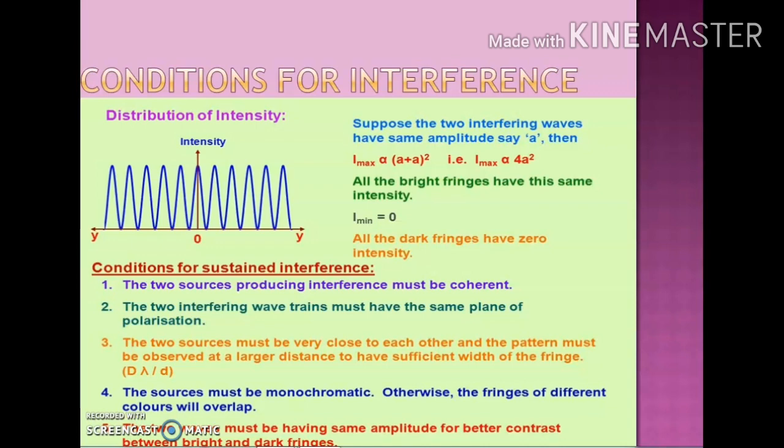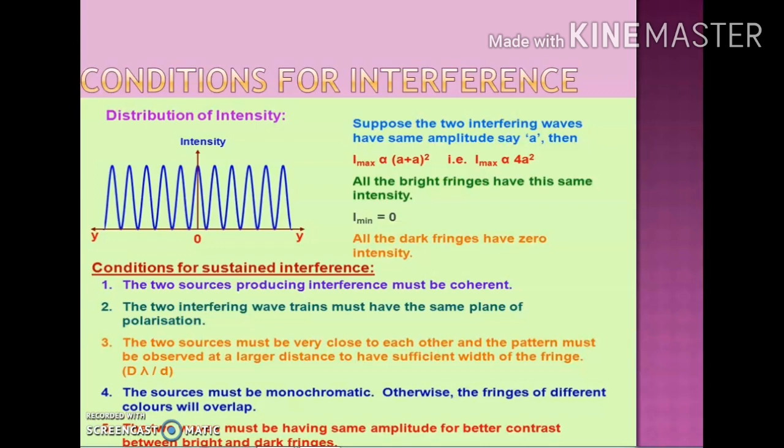And the third condition is the two sources must be very close to each other, and the pattern must be observed at a large distance to have a sufficient width of fringe. You can also check it from the relationship of fringe width, which equals beta. Since beta is directly proportional to capital D and inversely proportional to small d, you will learn about this condition here.